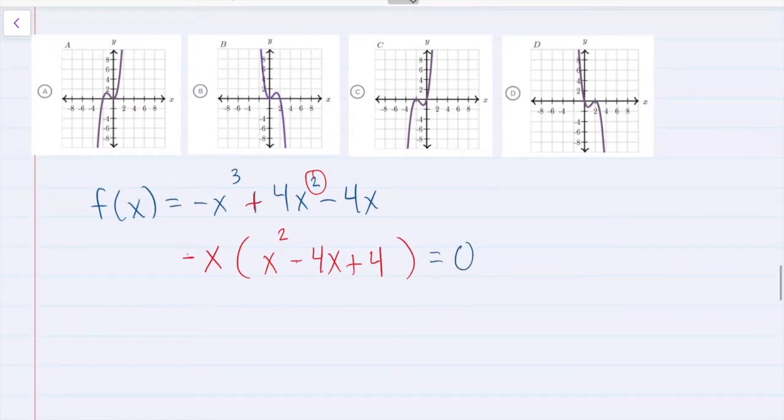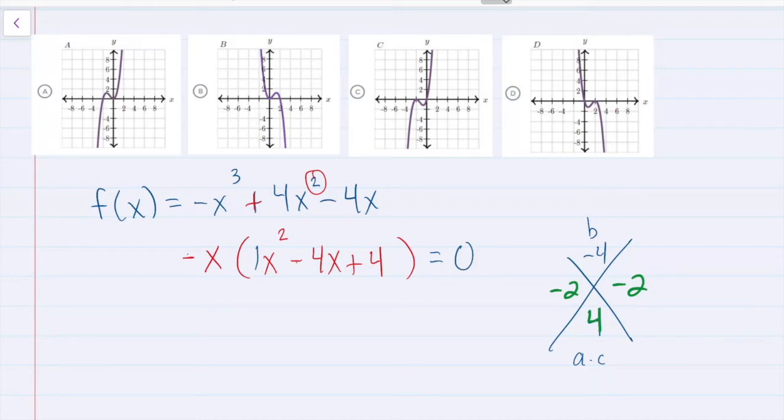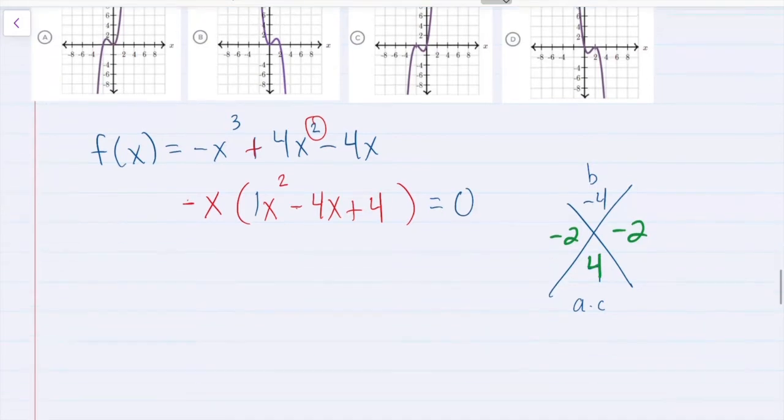Let's keep solving, guys. Can we do the diamond method for the inside parentheses? Remember, a times c and b. So a times c, that's 1 times 4, which gives me a 4. And the top is a negative 4. So what two numbers multiply to give me positive 4, but add to negative 4? You guessed it, that's negative 2 and negative 2, because negative 2 times negative 2 is positive 4, and negative 2 minus 2 is negative 4. Use a calculator if you don't believe me.